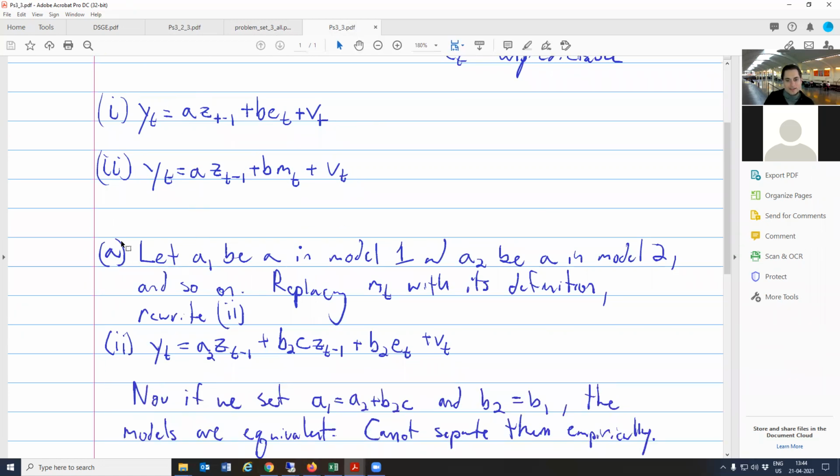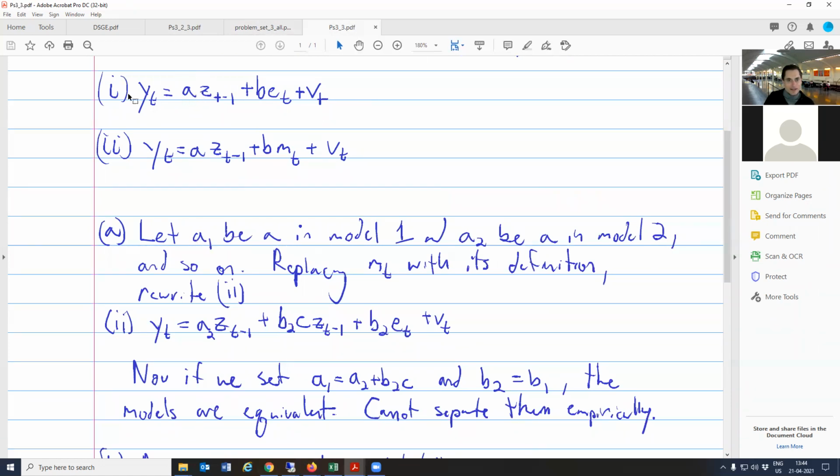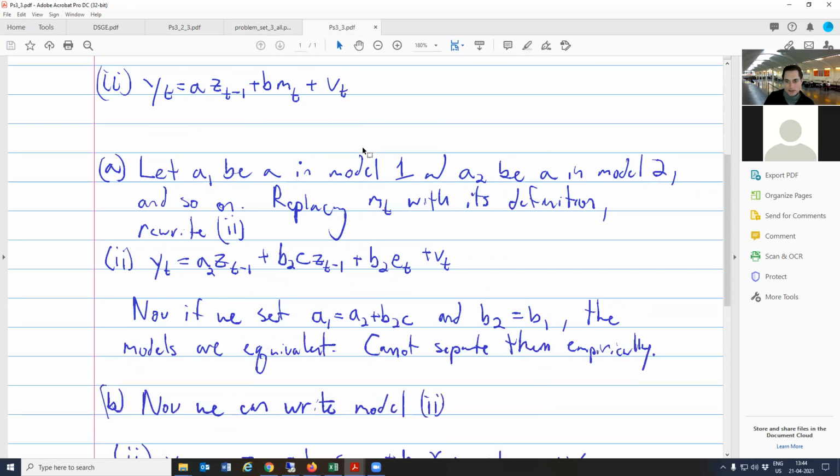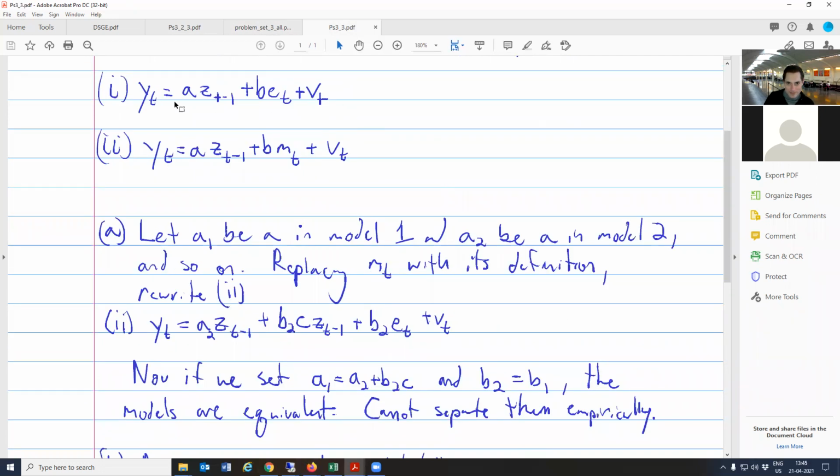Okay, so to make things clear, let's call A, when it's in model I, we're going to put a subscript 1 on it. And when it's in model II, we're going to put a 2 under the A, just to keep clear what we mean by the different A's. Okay, so if we look at these two models and we just do one thing, let's replace this MT with its definition up here, the Fed's policy. Then model 1 is going to look the same, but model 2 is now going to have this B2C ZT minus 1 plus B2 ET in it. So we've just replaced MT with its definition from the top.